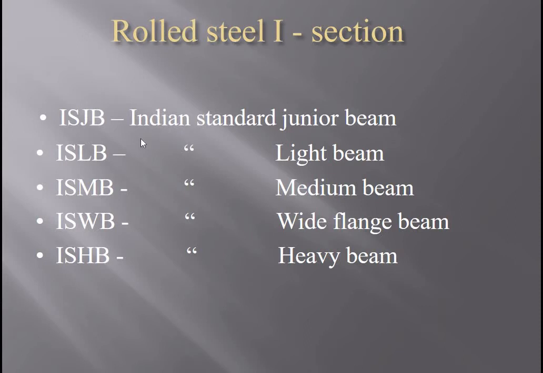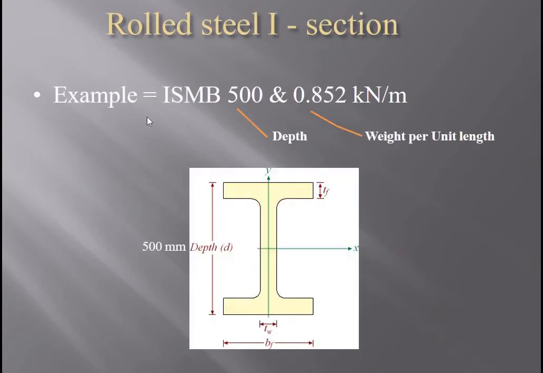Rolled steel sections. I-beams are designated like this: ISJB, Indian Standard Junior Beam; ISLB, Indian Standard Light Weight Beam; ISMB, Indian Standard Medium Weight Beam; ISWB, Indian Standard Wide Flange Beam; ISHB, Indian Standard Heavy Weight Beam. This is how it is designated: ISMB 500 at 0.85 kN per meter. This is the type of section, ISMB. 500 indicates the overall depth of the section, and 0.85 indicates its running meter weight. Means if you take ISMB 500 of 1 meter length, its weight is 0.85 kilonewton.